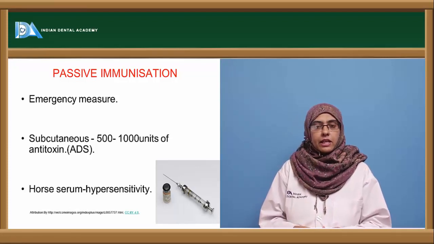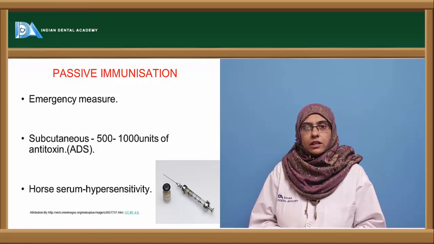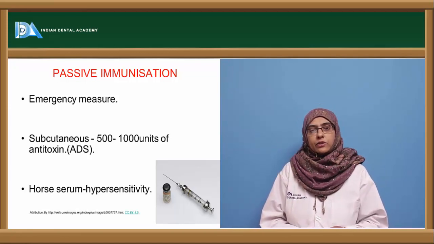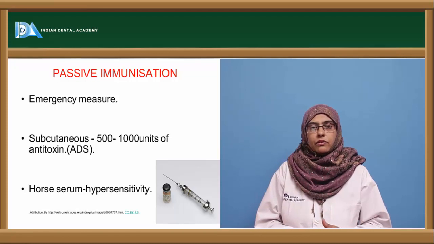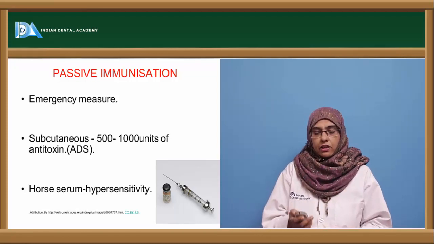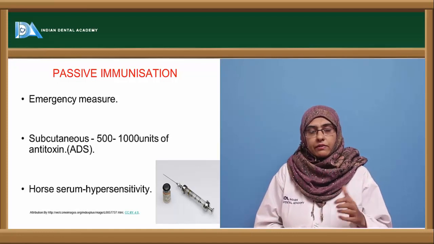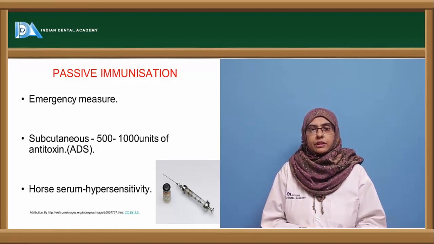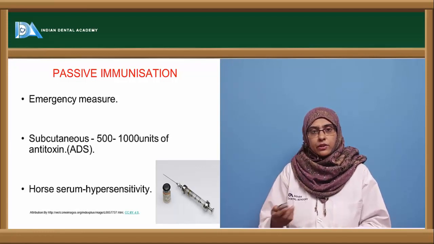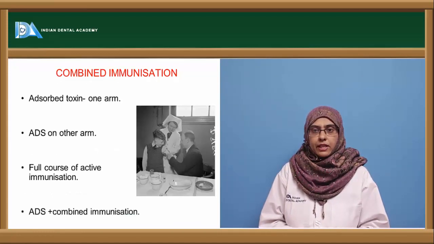So it is given as an emergency measure, where the antitoxin is usually given at 500 to 1000 units, which is called the antitoxin ADS, and we should be very well aware whether the person is hypersensitive towards this serum or not, that is, serum sickness. So after knowing that, you can give this as a passive immunization.